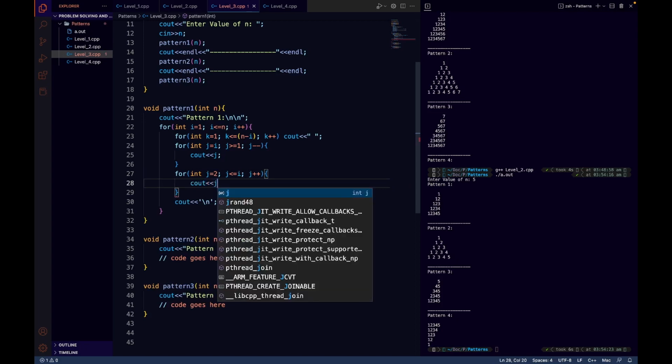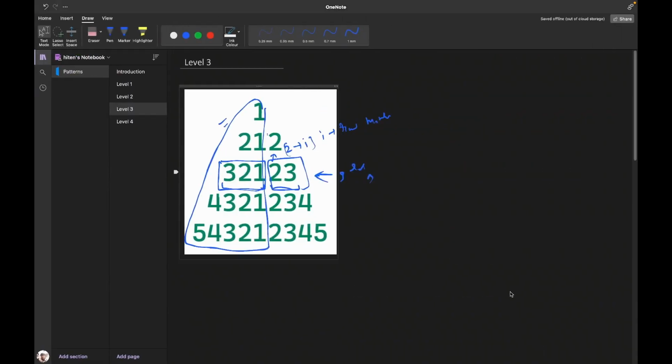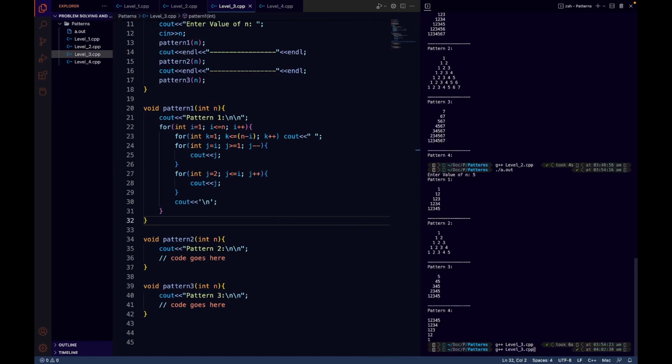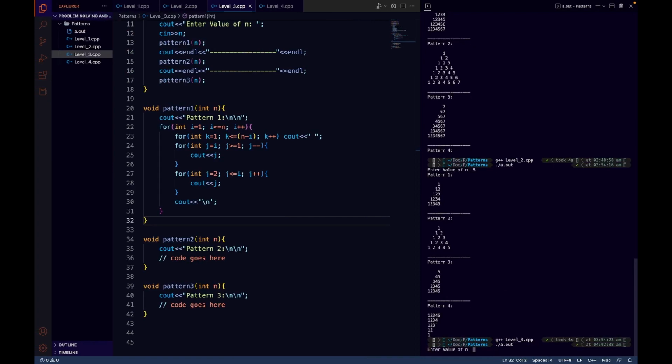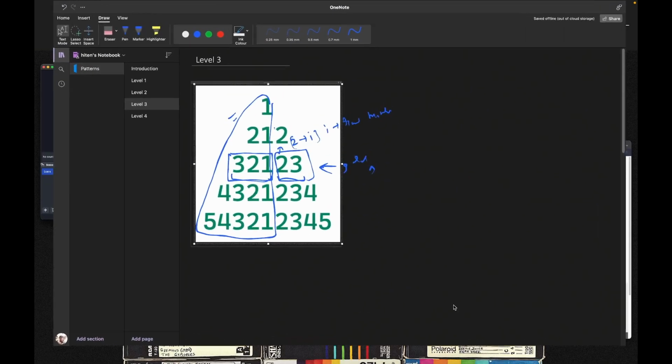So this is the only change I made to the pattern 1 code, and I'm hoping that I'll be receiving this pattern in the console. So let me just build the code and then run it. level3.cpp, then a.out, and let me input 5 as the value of n. So yes, I'm getting the desired pattern. I just took the code for the pattern 1 of level 2 and made some real quick changes and added something from my side, and I'm getting this pattern as the output.